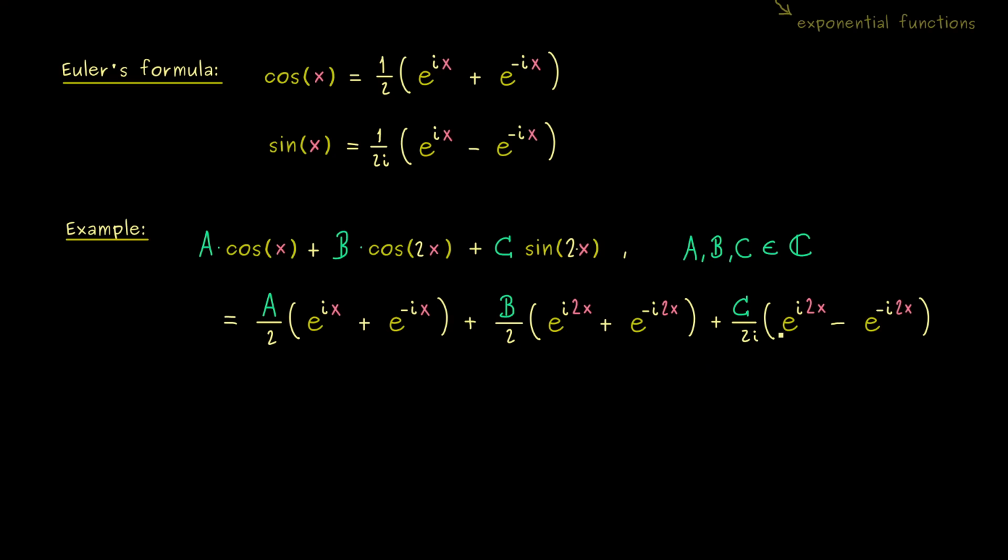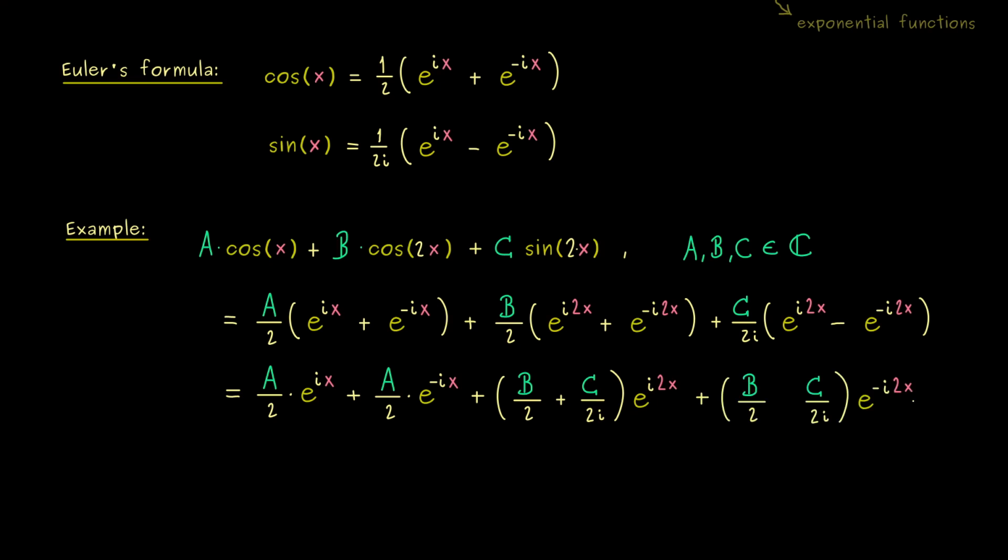But now you should recognize that we find the same exponential functions at different positions in our term here, which simply means that we should put these together. So let's simply rewrite it as an ordinary linear combination for the exponential functions. In other words, we just have to put the correct coefficients together. So for example, we have b/2 plus c/(2i). And this is the coefficient for the function e to the power i2x. And the function with the minus in the exponent, we also find the coefficient with the minus sign here.